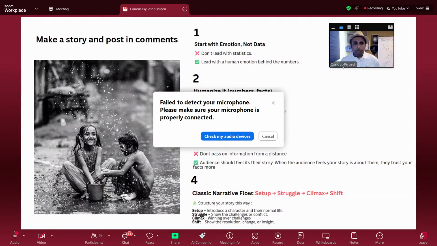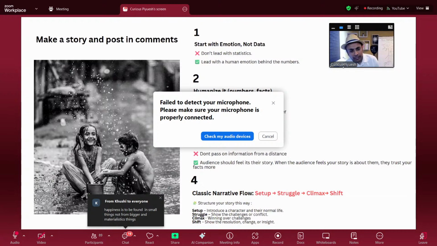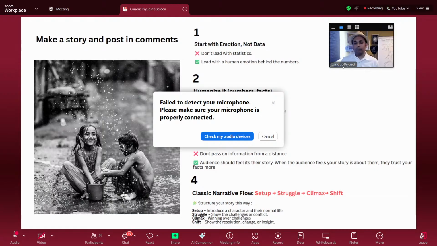Try to make a story of this post. Khushi says, happiness is to be found in small things, not from bigger and materialistic things. See what you are doing here. This is a very, very generic gyan. And I'm sorry I'm taking names, but I wanted to change today. This is an in-the-air gyan. It doesn't have a you in it. Where is the whole setup, struggle, climax, shift?